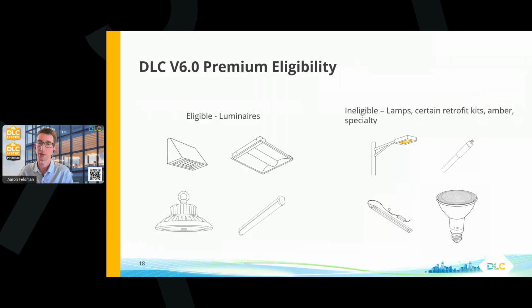That pole-mounted outdoor fixture has a nice amber hue on it. While that is maybe applicable for the amber use cases, it is not eligible for Premium, while if it didn't have the amber component, it would be eligible for Premium.